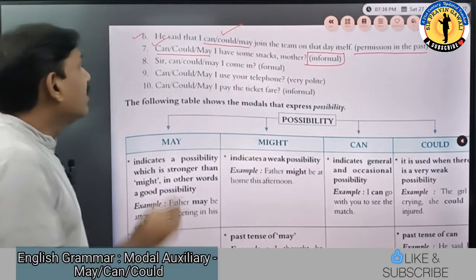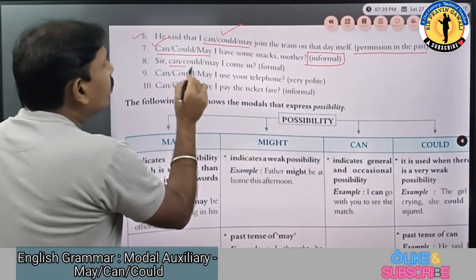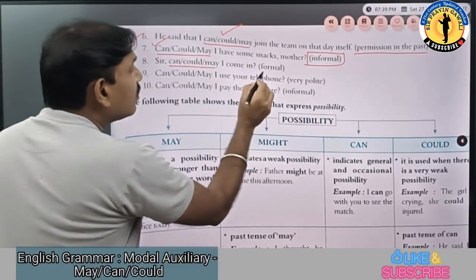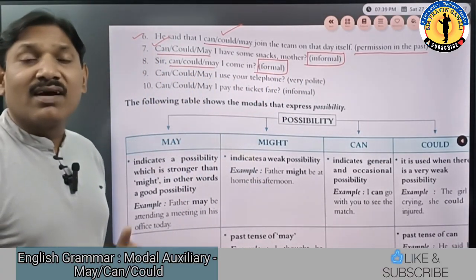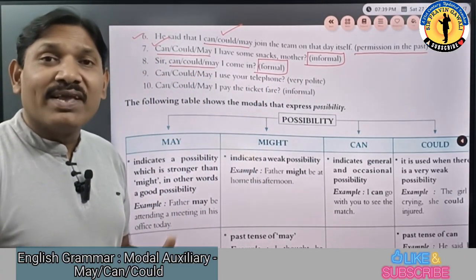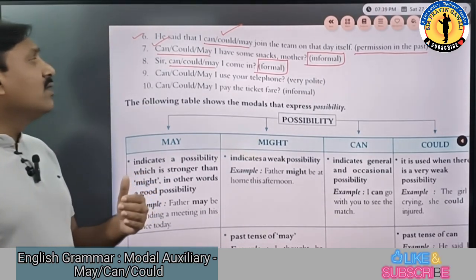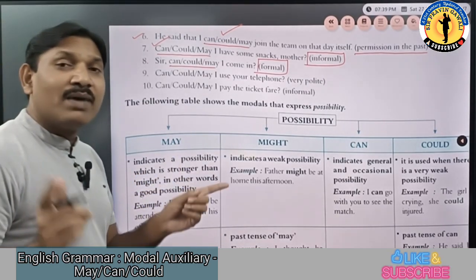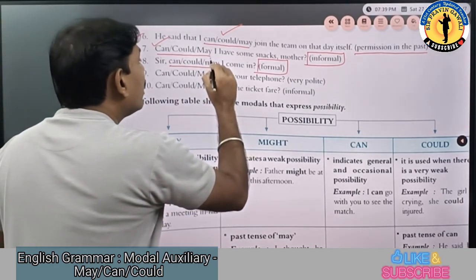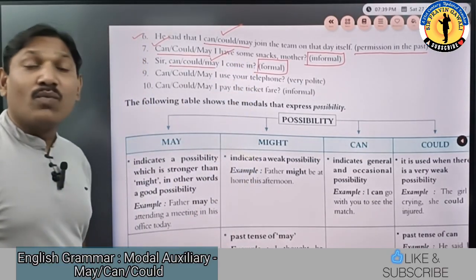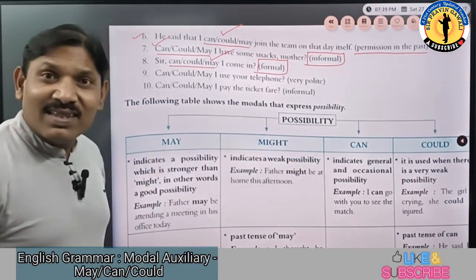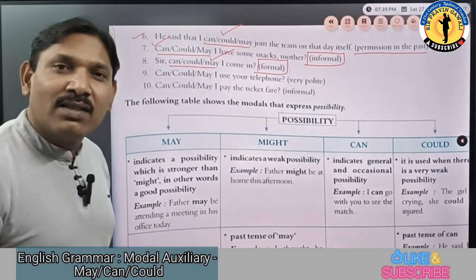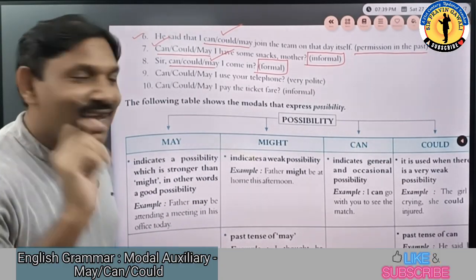Now the eighth one. Sir, can, could, may I come in? So it is formal now. Okay, sir means, in the office or in the class, the student or the employee can ask. So it is a formal one. So if it is a formal conversation, then the modal may can be used. So may is the correct answer. Sir, may I come in? Always we ask for permission with the help of modal may.